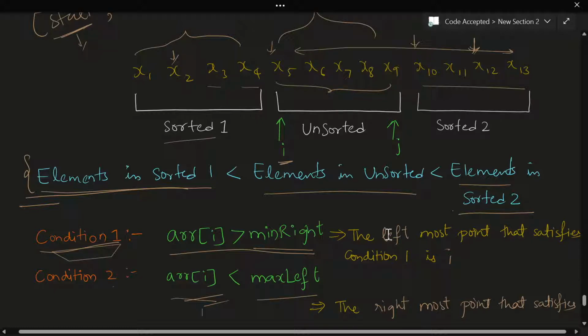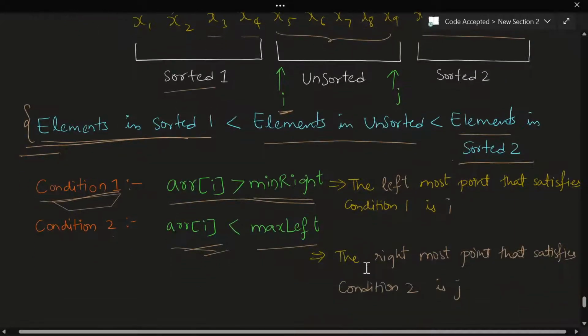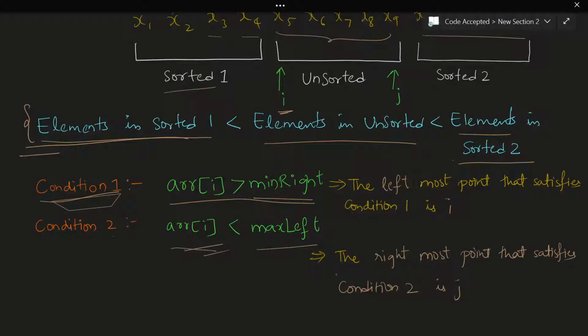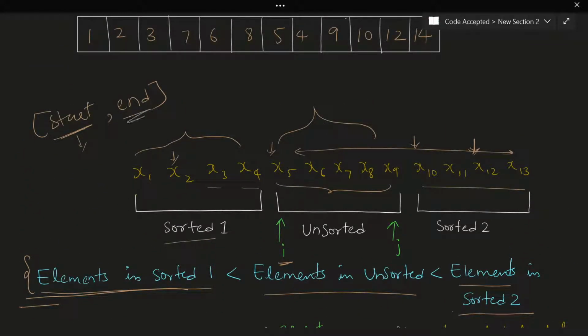Now which part of the array will satisfy this condition 2? Some element from the unsorted, right? So if you find the rightmost element in the given array that satisfies condition 2, that will be our end. So by this we can find i and j of the result.